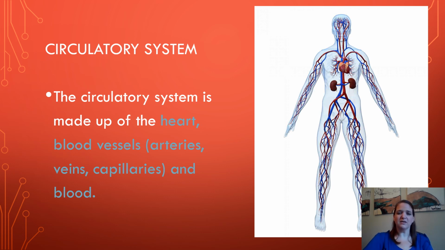So the circulatory system is also called the cardiovascular system. So sometimes you'll hear it referred to as that. The circulatory system is made up of the heart, blood vessels, and blood. The blood vessels have the arteries, veins, and capillaries. And I want to talk about those for just a second here.